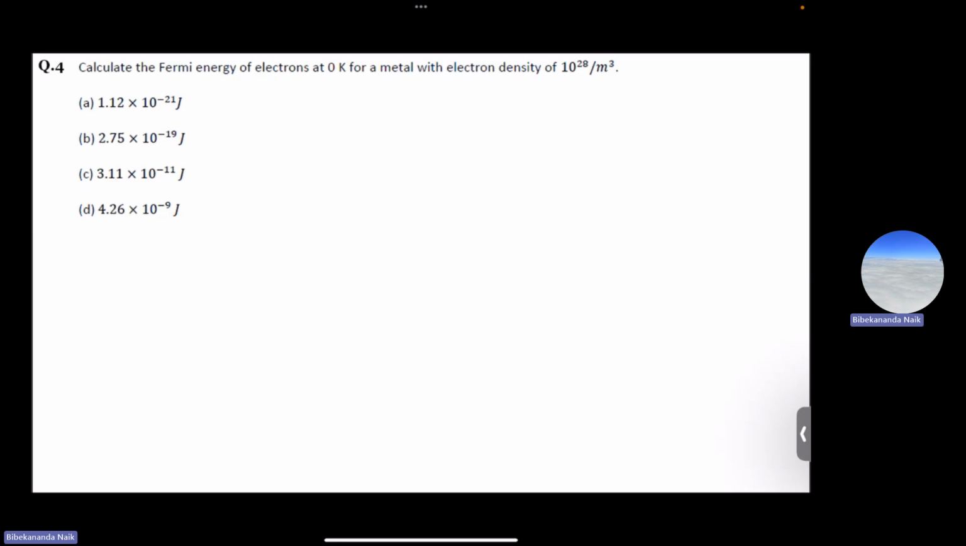In order to calculate the Fermi energy of electrons, there is a relation which correlates the Fermi energy and the density of electrons. We know Fermi energy is the maximum energy of the electron at absolute zero temperature. At absolute zero temperature, the maximum level for which the probability of occupancy is 1 is the Fermi level. So how will we derive that formula?